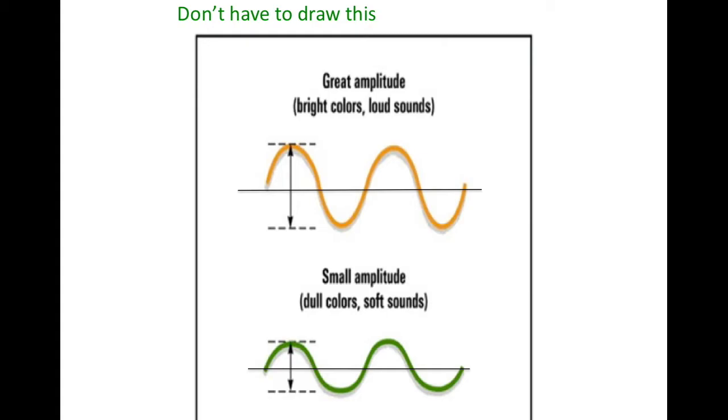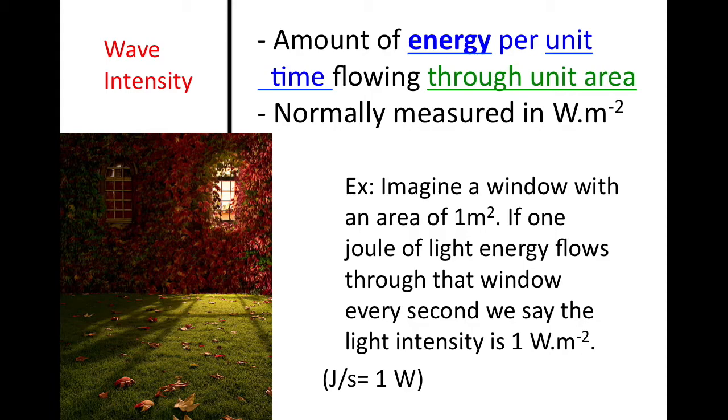A higher amplitude has more energy, therefore it has more intensity. A wave that is lower in energy has a lower amplitude, and also we can say that it has less intensity. Wave intensity is defined as the amount of energy per unit time flowing through a given unit area. This is normally measured in watts per meter squared. Looking at this picture over here, which you do not have to draw, you see light filtering out onto the lawn. Imagine a window that has an area of 1 meter squared.